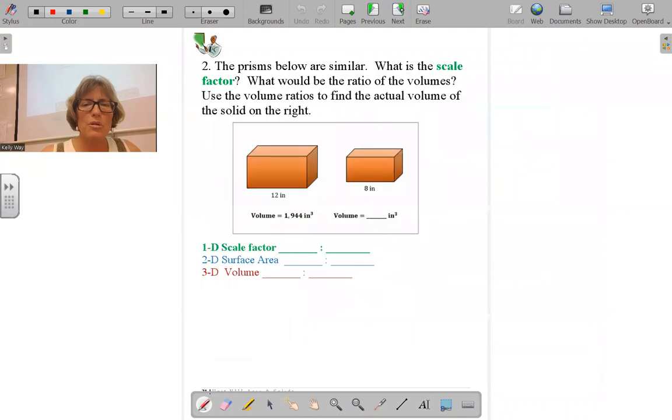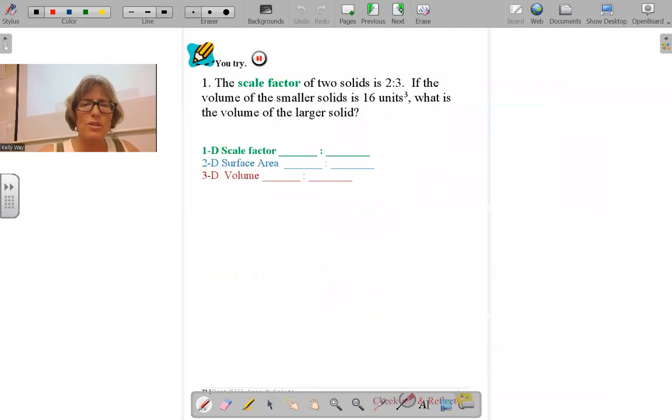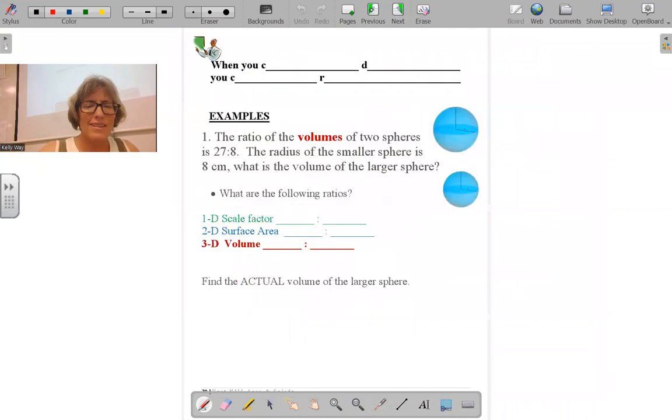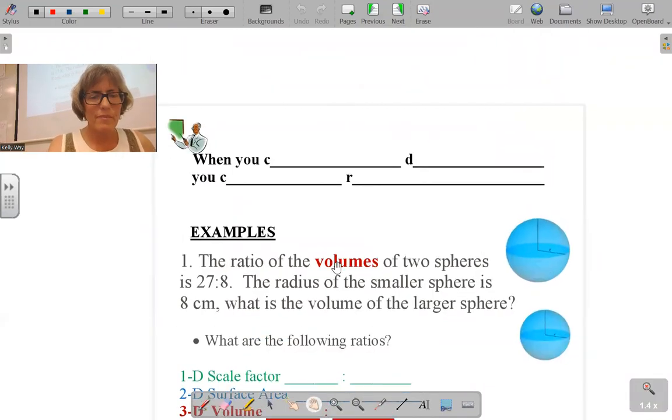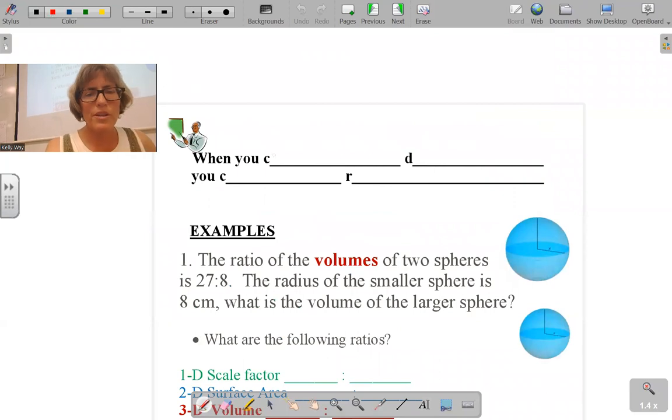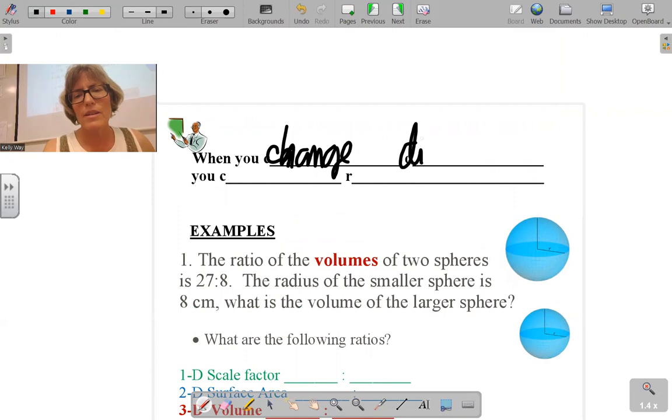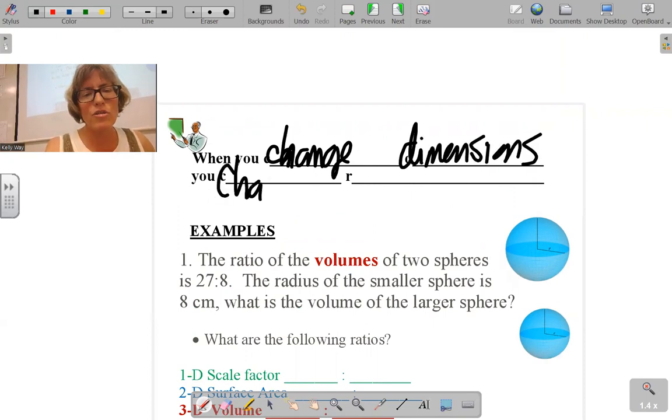We will do 2 examples. Taking a look here. Basic concept. These aren't hard. When you change dimensions, you change ratios.